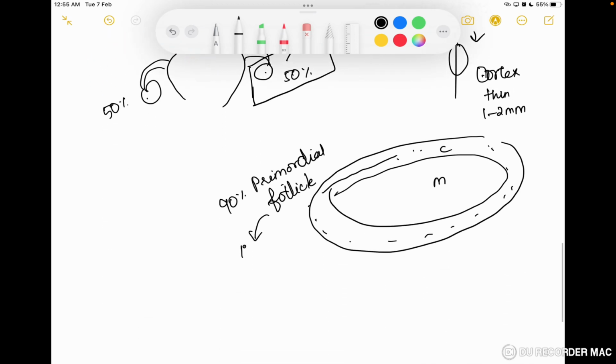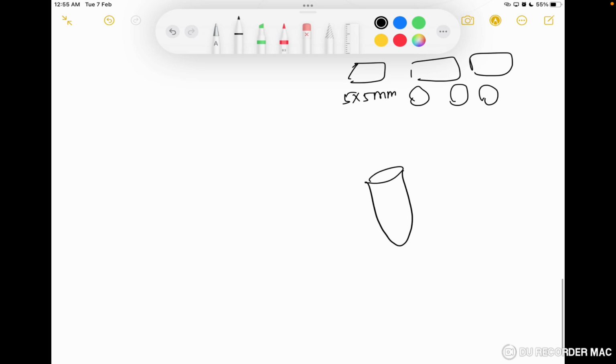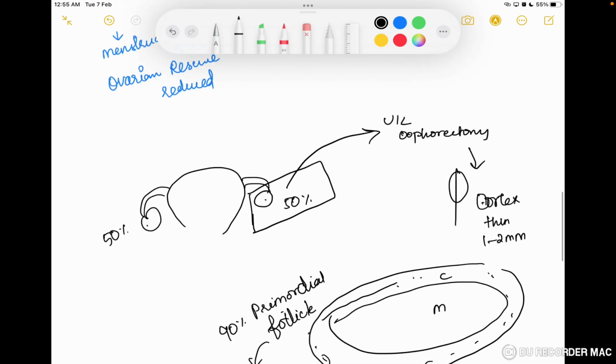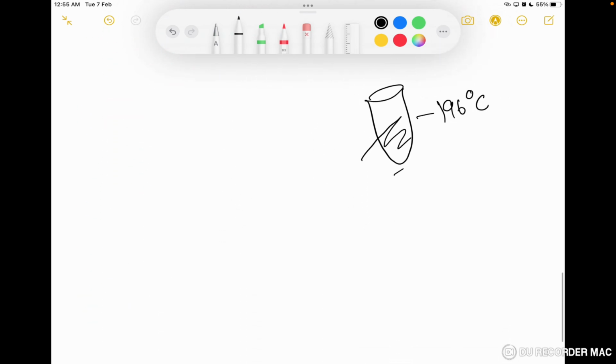So we are taking the cortex, thinned to 1 to 2 mm, and we cut slices, each of 5 cross 5 mm size. So multiple pieces we are cutting, and we put them in liquid nitrogen at minus 196 degrees Celsius, and it is stored for years. This ovarian tissue cryopreservation is done with a technique called slow freezing. Slow freezing requires a programmable freezer.